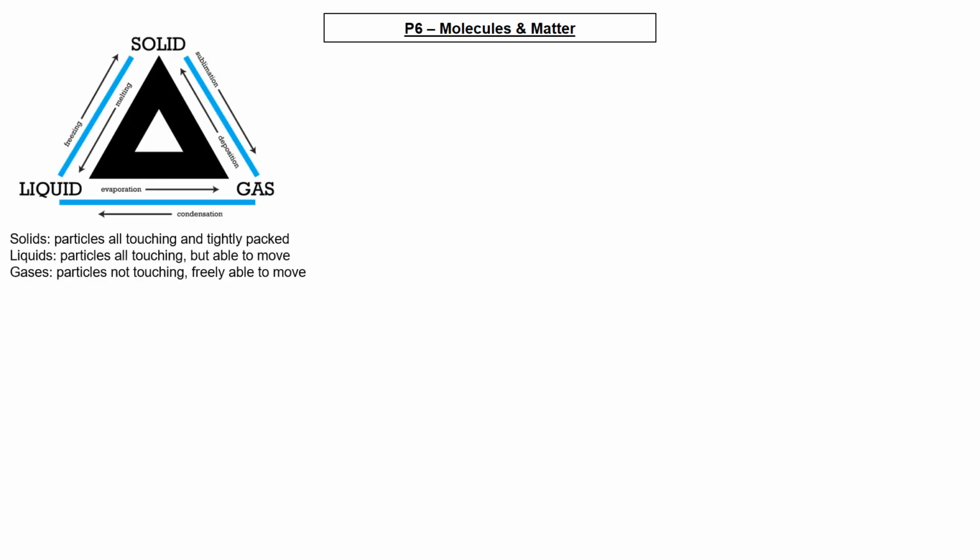Okay, P6, molecules and matter. This here is just a triangle showing you all of the different changes of state. So solids can go to a gas through something called sublimation. It'll go from gas back to solid through deposition. Liquid to gas is called evaporation. Gas to liquid is condensation. Solid to liquid, melting. Liquid to solid is called freezing.